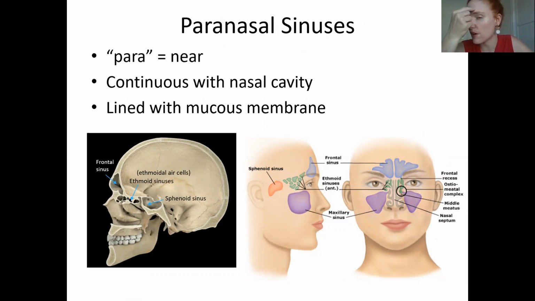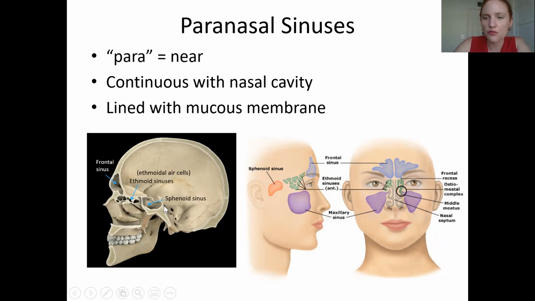So let's start with the top one. Above here, you can actually feel it on yourselves. Right about here, you have a hollow cavity inside. That would be called the frontal sinus. So the frontal sinus would be in the frontal bone. And then behind the perpendicular plate of the ethmoid bone, you also have the ethmoid sinuses. Those are sometimes called the air cells. So frontal sinus, ethmoid sinuses, or air cells there.